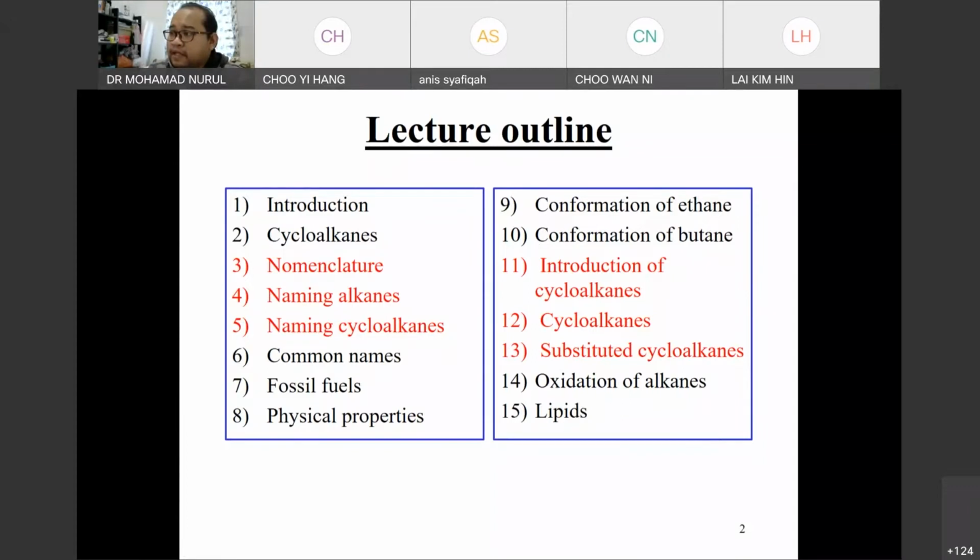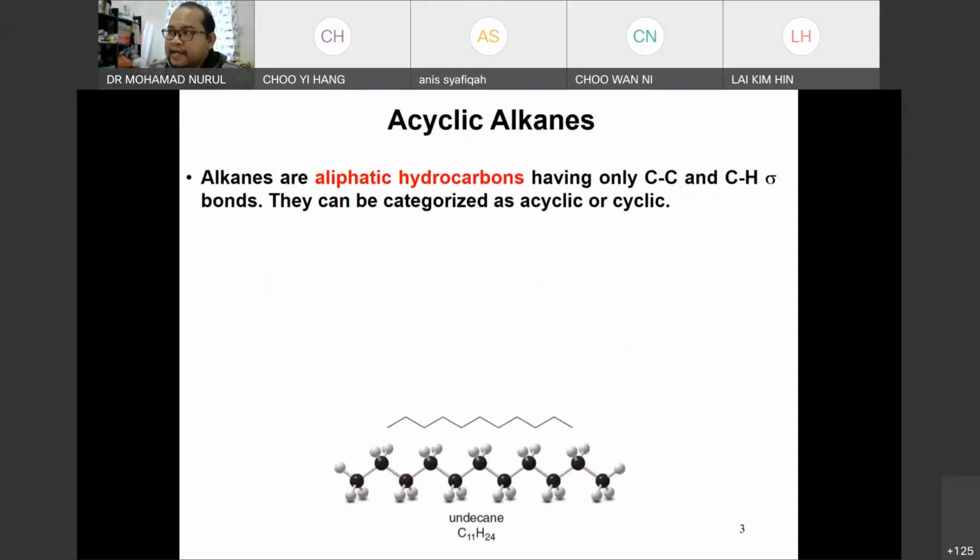So the things that I already highlighted in red are quite important, okay. In this chapter we will also learn how to name the compounds, how to draw the compounds, and how to do the Newman projections and sawhorse projections also.